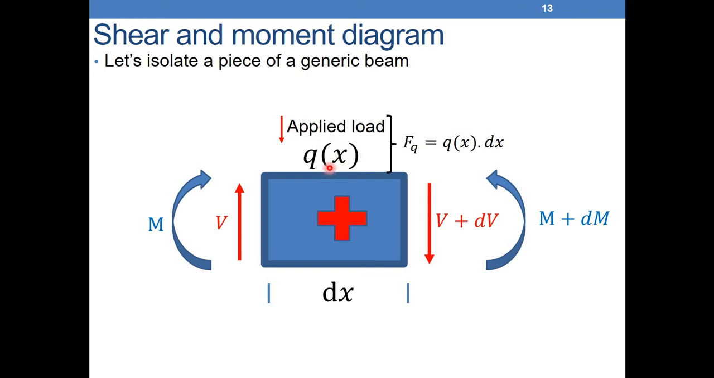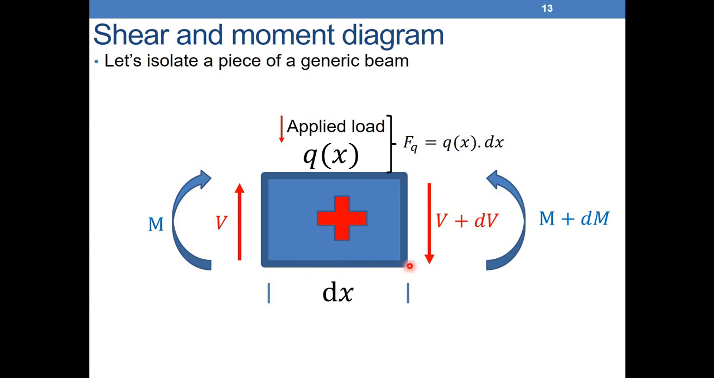So the applied load Q of X, we have, if we look at the left, like we said, by convention, the right side here, if I isolate this portion, let's say that V is varying at every point, so here will be V plus dV and M plus dM, while here I will have V and M. So these are the loads applied on this isolated portion. I have Q of X, V and M on its left, and V plus dV and M plus dM on its right after I moved a distance of dx.